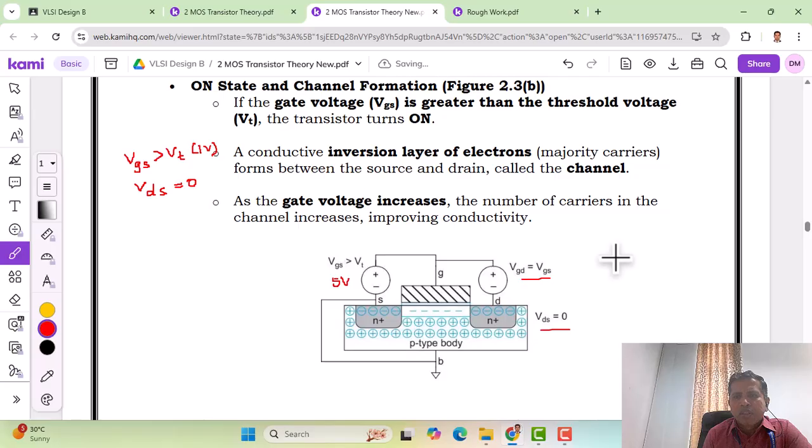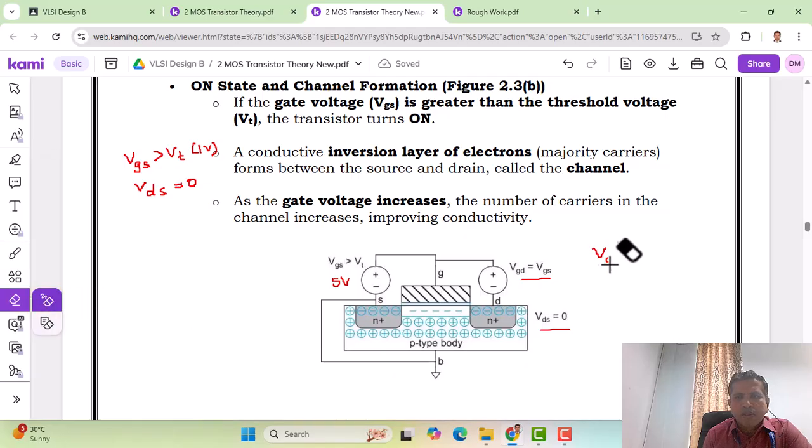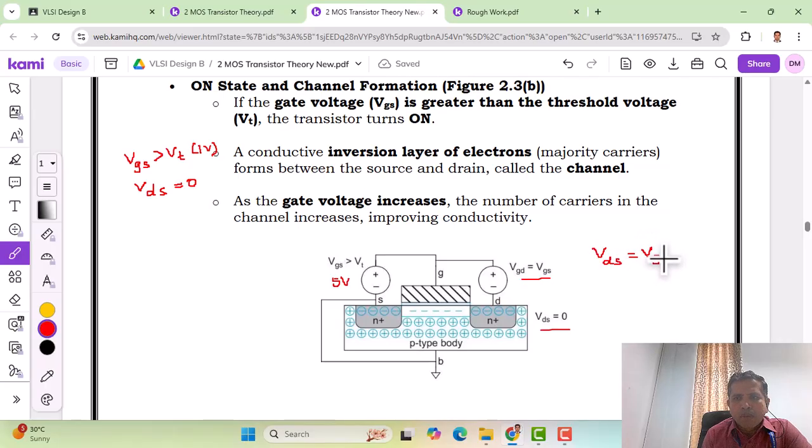Again, we can go back to the equation that we have derived: VDS equals VGS minus VGD. So when VDS equals 0, this is going to be 0. Therefore, VGS equals VGD. So the voltage applied between the gate and source becomes equal to this voltage, VGD. What happens inside the body?